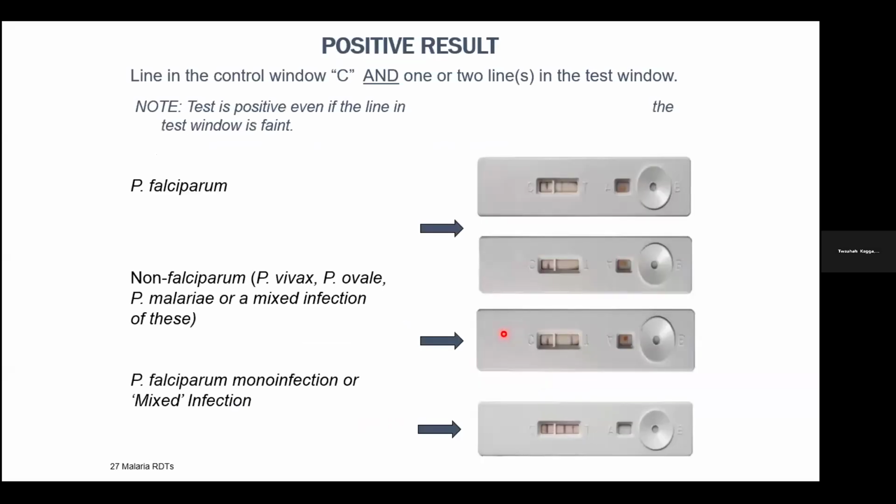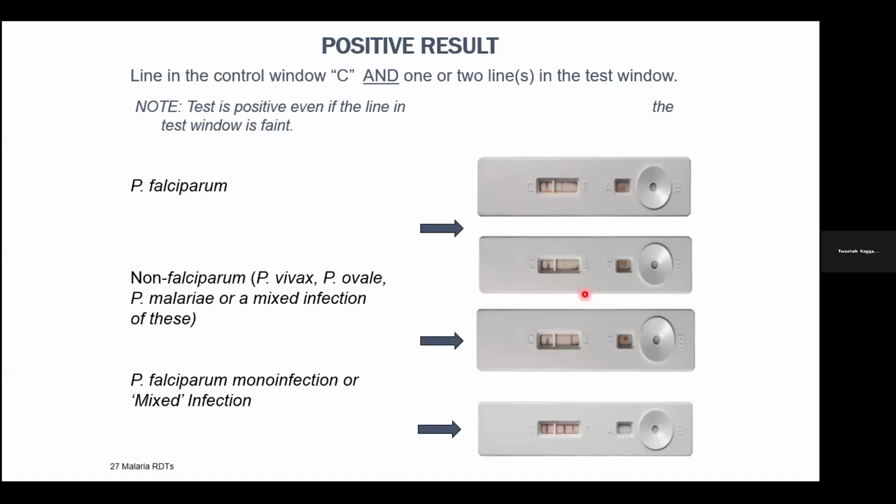Then the positive result. A positive result is when there is a line in the window labeled C, which we have called the control window, and 1 or 2 lines in the window labeled T, the test window. Even if the line is faint, we don't report faint or weakly positive. No, we report it as positive. Like this first one here, there is one line in the window labeled T, and there is also a line in the control window. This is positive.